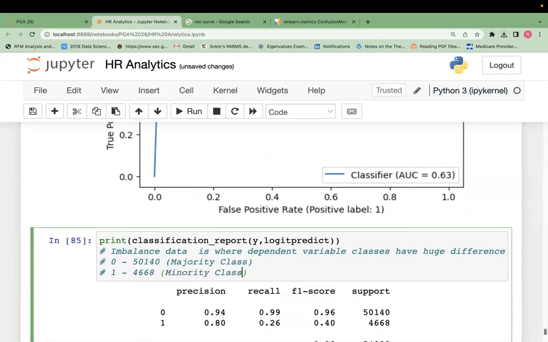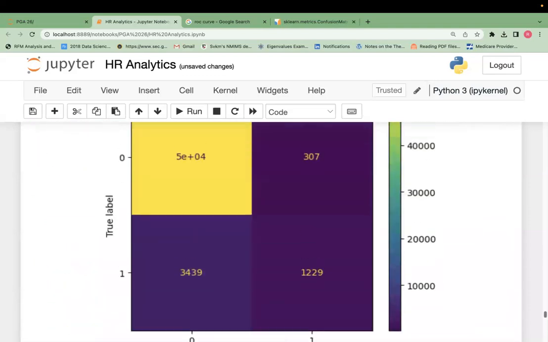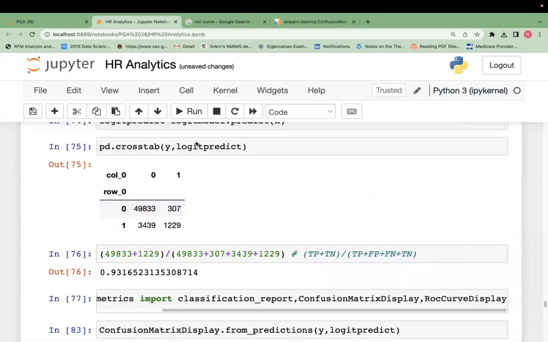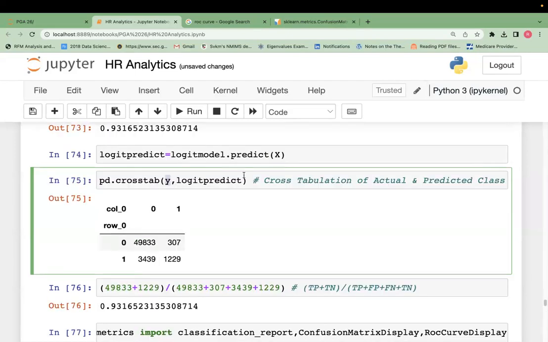So this is how we do classification algorithms. The various metrics and confusion matrix you can manually plot. Rather than the picture, you can directly plot using cross tabulation. Cross tabulation of actual, which is Y, and predicted, which is logic predict. You have predicted, no? Okay. Actual class is Y. Predicted class is logic predict. Logic predict will give you class prediction.